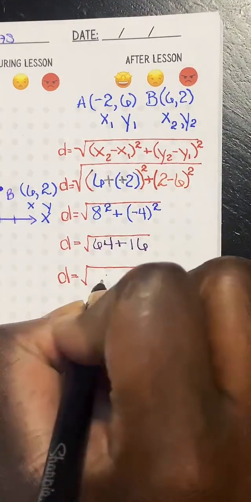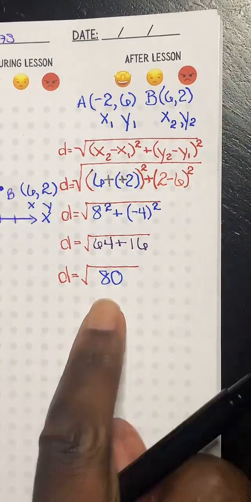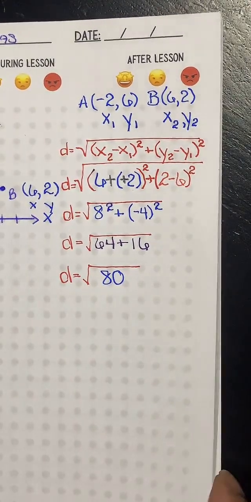Switch up. So now we have the square root of 80. Now, square root of 80, there are factors for that.